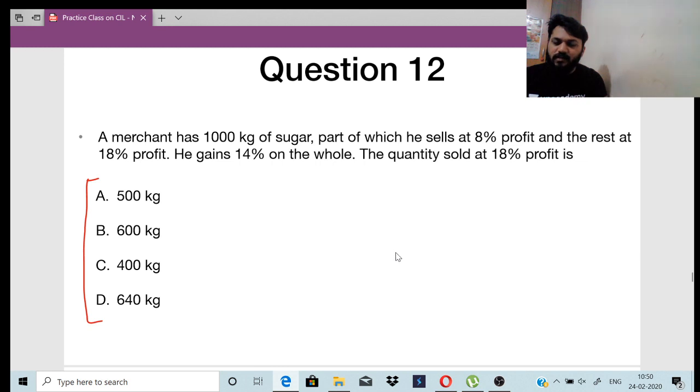Rule of allegation, right? Rule of allegation. So 1000, in one part 8 or 18, right? From that find out, you'll get the ratio, right?